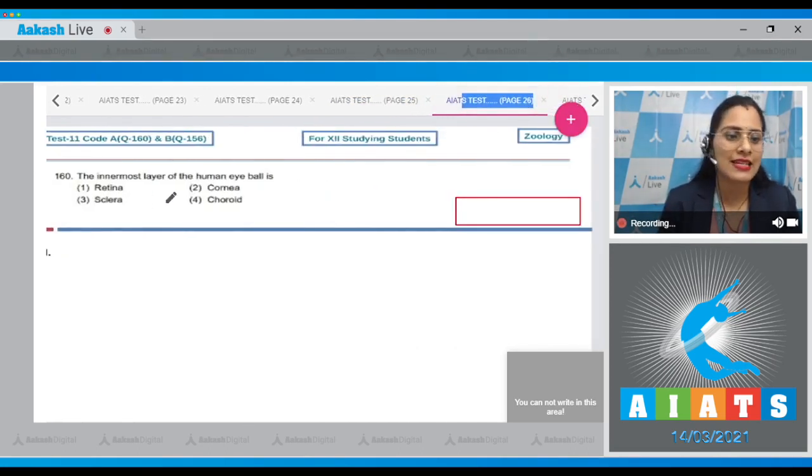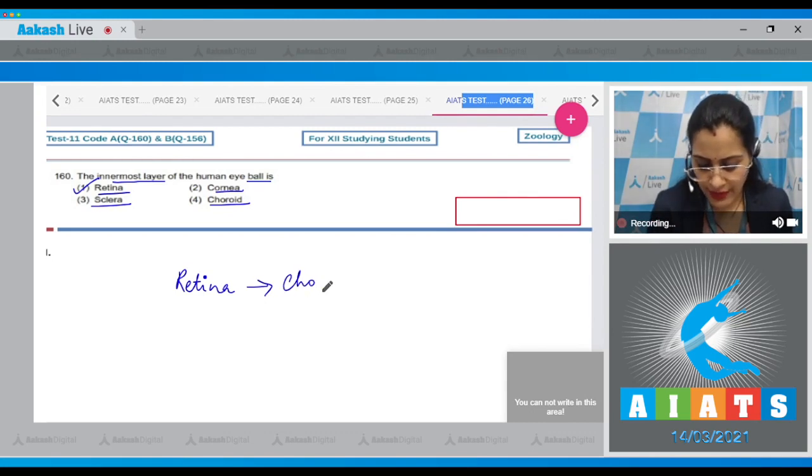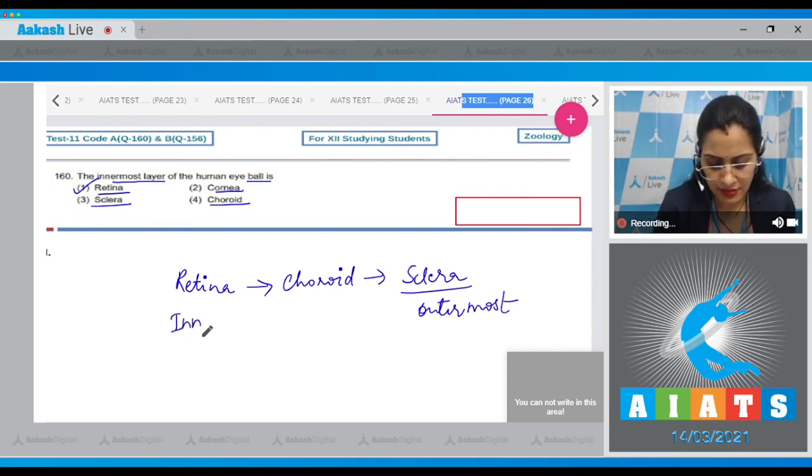Question number 160. The innermost layer of the human eyeball is, and the options are retina, cornea, sclera, choroid, and the correct answer to this question is option number 1, retina. Retina is the innermost layer. Retina is followed by choroid, which is followed by sclera layer, and this is the outermost layer, as retina is the innermost layer.